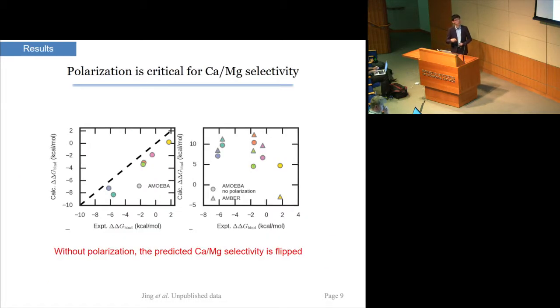So this is the correlation between the calculated results and the experimental results. And on the right is the calculation without the polarization effect. It can be seen that without polarization, the calculation will result in different selectivity. The calculated results are all positive, but the experiments are all negative. So including polarization is critical for the calcium selectivity.